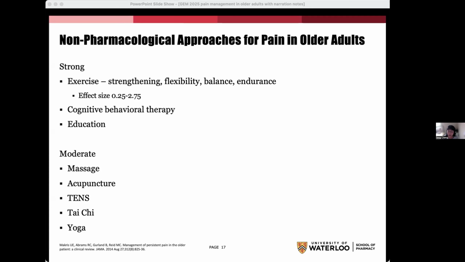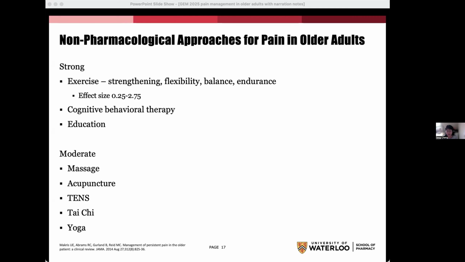Most of the patients studied had osteoarthritis, and the largest group was osteoarthritis of the knee. So not surprisingly, exercise has the highest recommendation for pain from American, British, and geriatric societies. The second largest effect size was seen for cognitive behavior therapy, and I'll talk a bit about that on the next slide. Other things are more moderate, so not as strong, but there's a lot of literature related to massage, acupuncture, tai chi, etc.